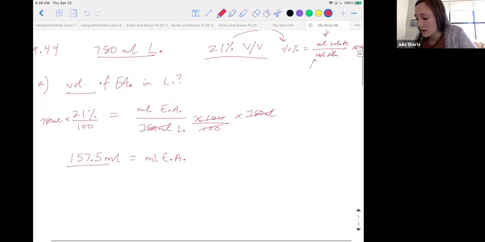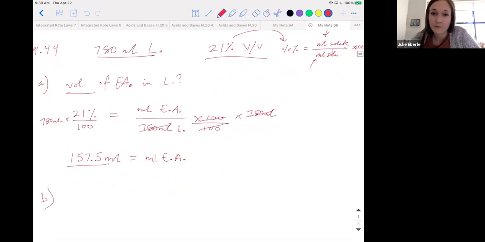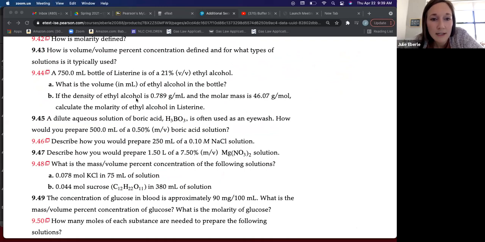Okay, part B is a little more difficult. This is where it gets fun. Go back to the desktop. If the density of ethyl alcohol is 0.789 gram per milliliter and the molar mass is 46.07 gram per mole, what is the molarity of ethyl alcohol? What's the concentration of ethyl alcohol in our Listerine bottle?